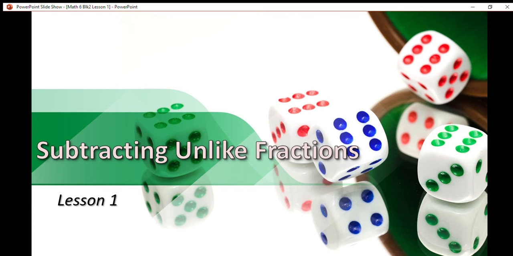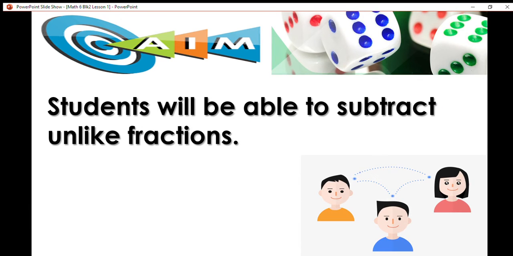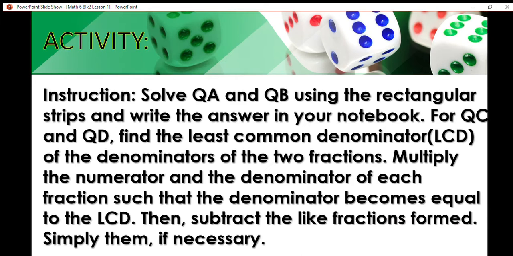Subtracting unlike fractions. So this would be our aim for today. Students will be able to subtract unlike fractions. Again, students will be able to subtract unlike fractions. So I want you to copy this one to have our aim for today.